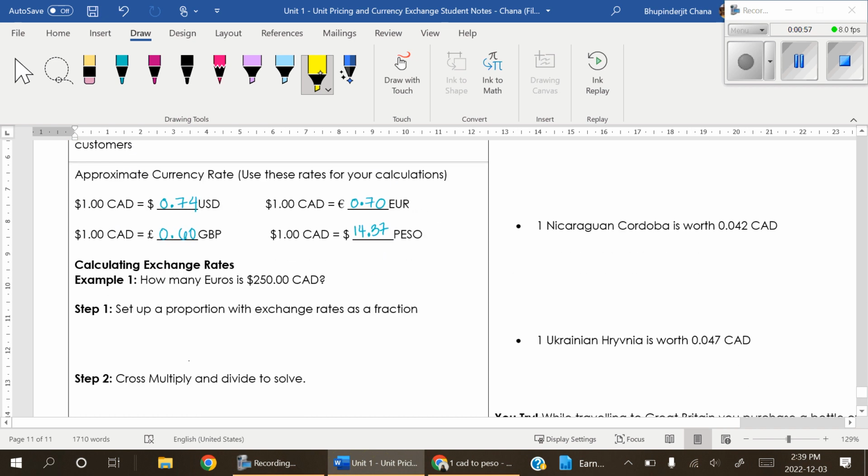Here are some approximate currency rates. I looked these up as of December 2022. So we've got $1 CAD equals 74 cents USD. $1 CAD is equal to 0.6 Great British Pound. Then we've got $1 CAD is equal to 0.70 euros, and $1 CAD is equal to 14.37 pesos.